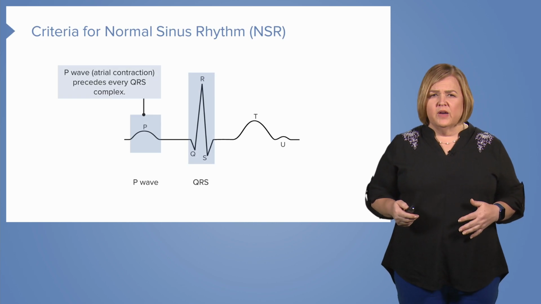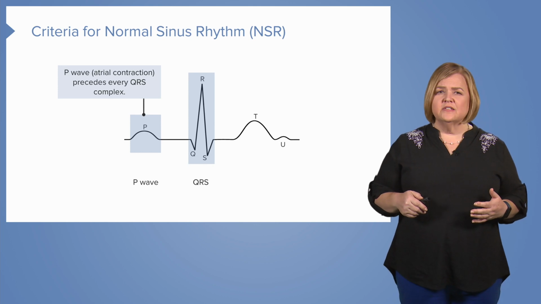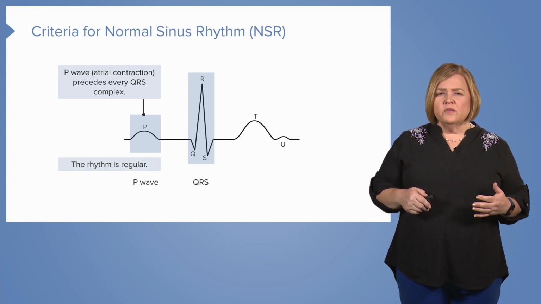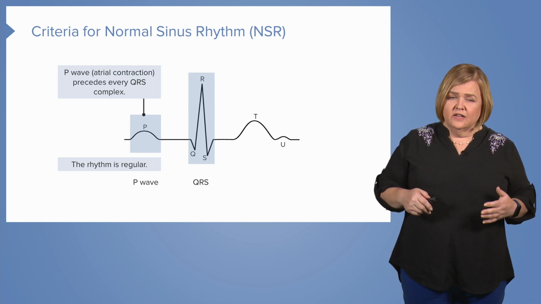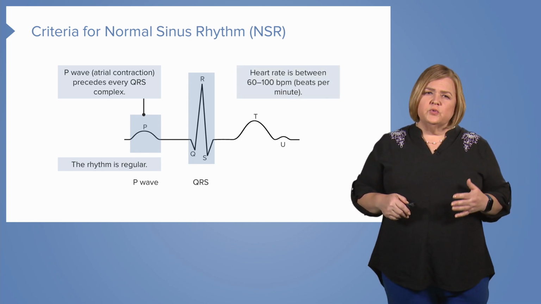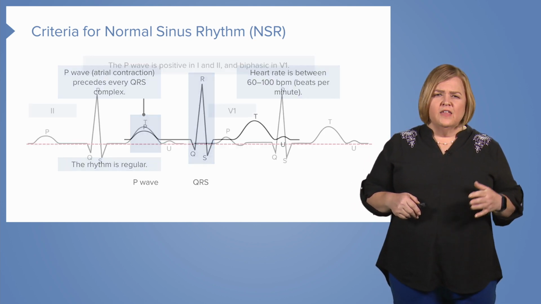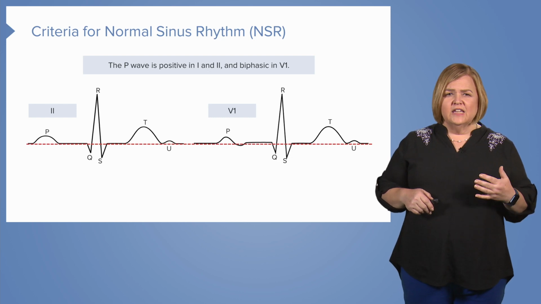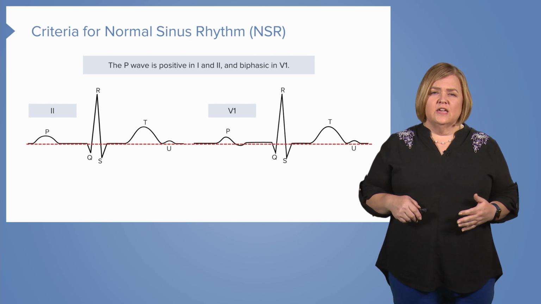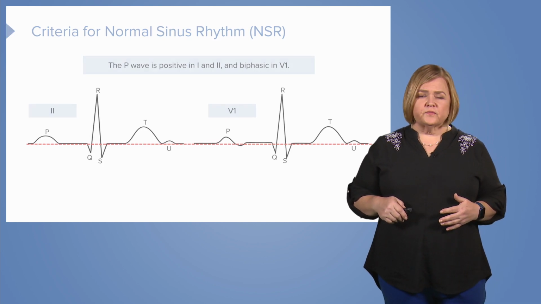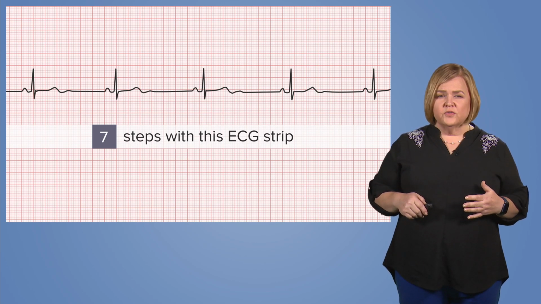So a normal P wave, the atrial contraction, precedes every QRS complex in sinus brady. The rhythm is regular but can vary slightly during respirations in any sinus rhythm. The rate ranges between 60 and 100 for normal sinus rhythm. The P wave is positive in lead 1, lead 2 that you're looking at here, and biphasic in lead V1. Now, on these 7 steps, we're going to walk through this strip.